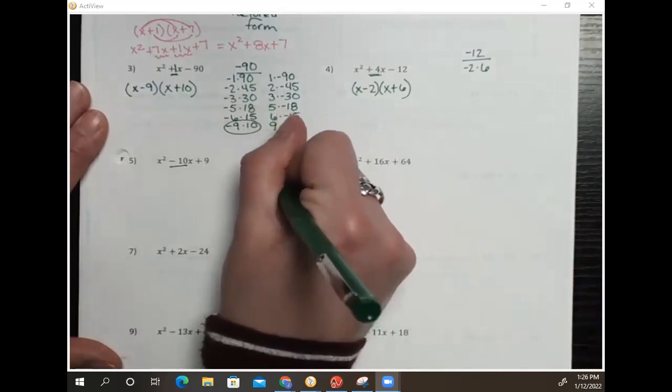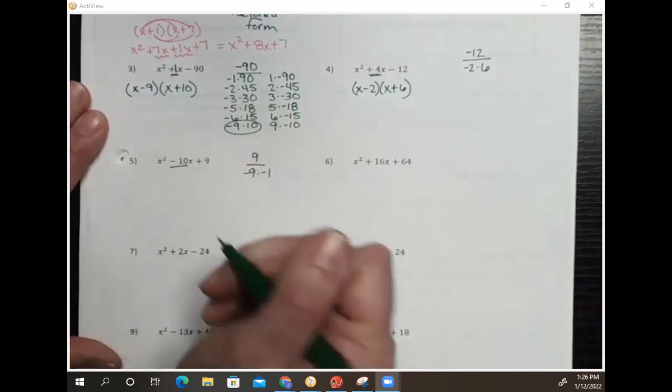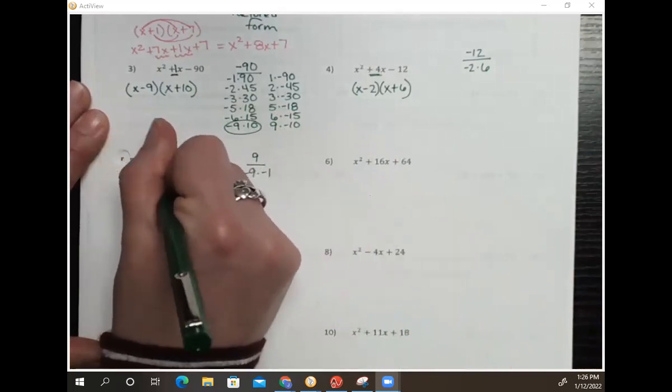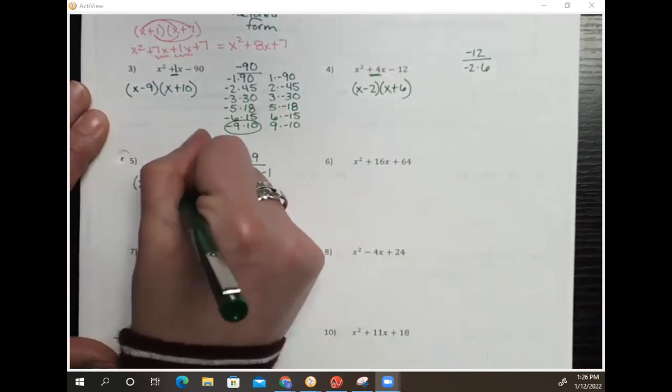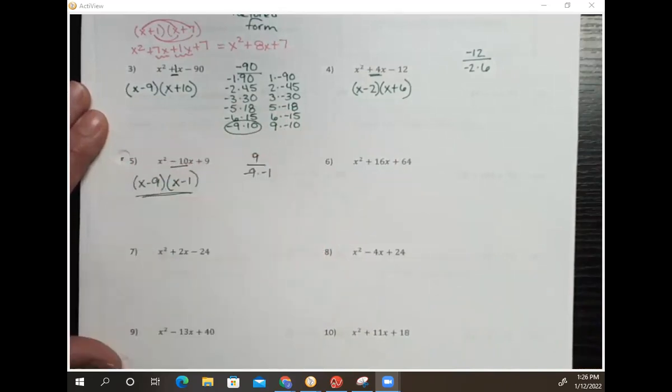Negative 9 times negative 1 are factors of 9, things that multiply to 9, but add to give me negative 10. So my factored form here would be x minus 9 times x minus 1. This is our goal, to get that factored form.